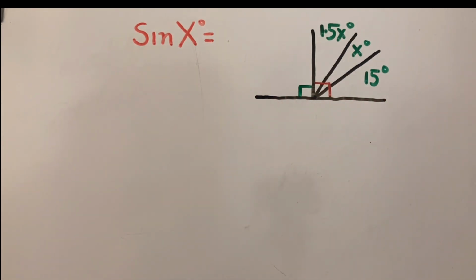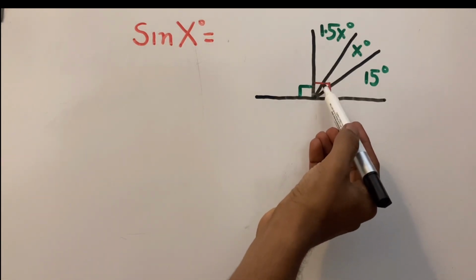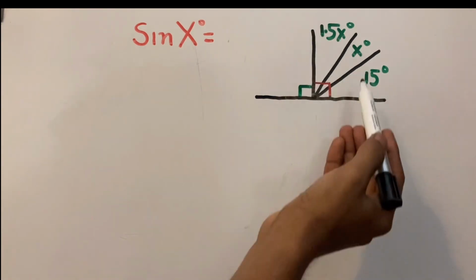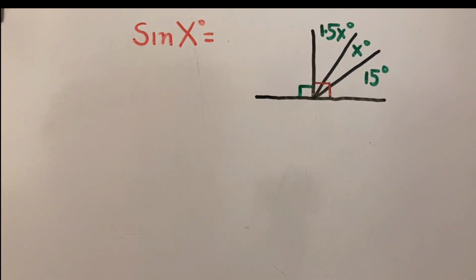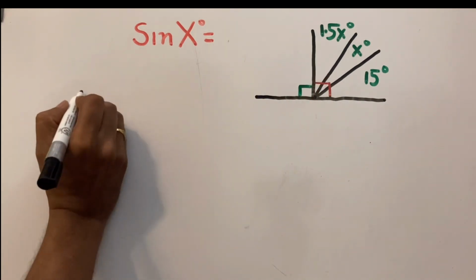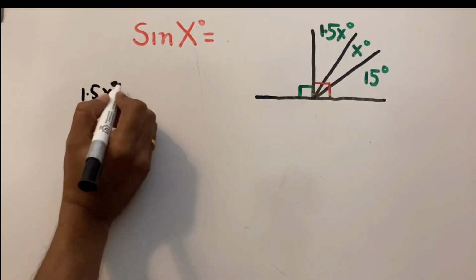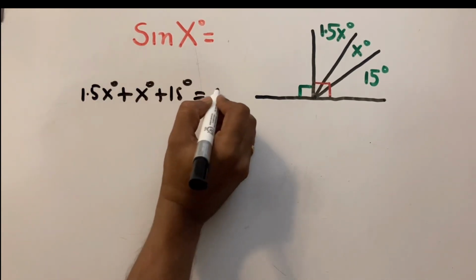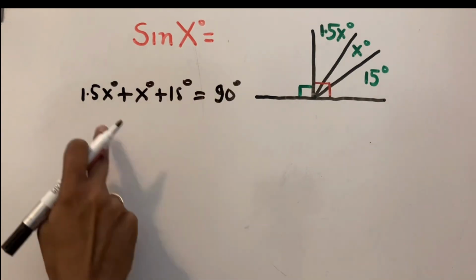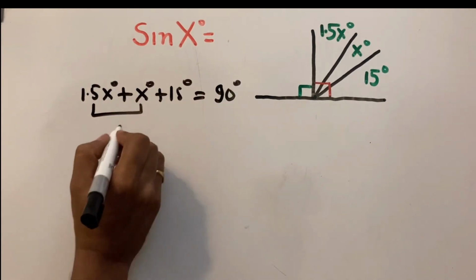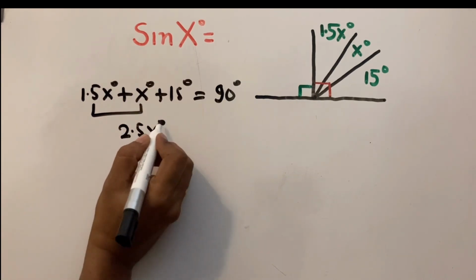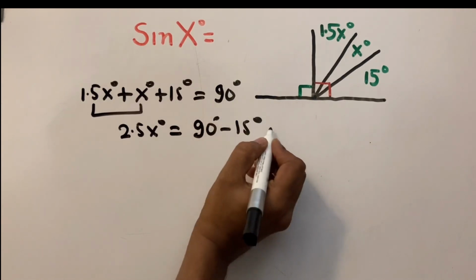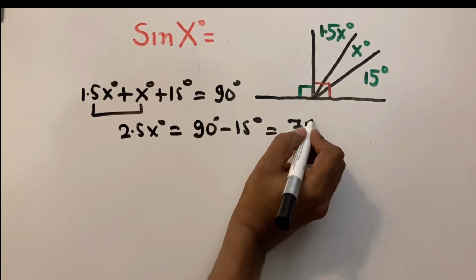total of 180 degrees. Since this angle is 90 degrees, this means if you add up all these inner angles, their sum must be equal to 90 degrees. So here we can see 1.5x degrees plus x degrees plus 15 degrees equals 90 degrees. Here 1.5x plus x equals 2.5x degrees equals 90 minus 15 degrees equals 75 degrees.